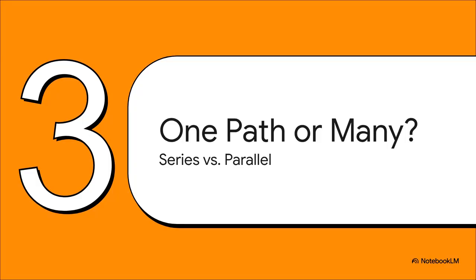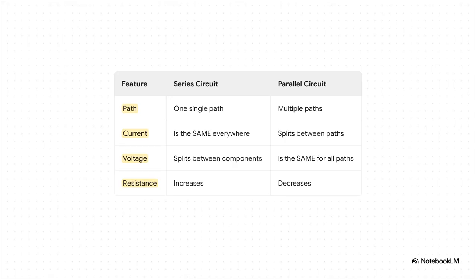Now let's see what happens when we use them to build actual circuits. There are really two main ways to wire things up: in series, where there's just one path, and in parallel, where there are multiple branches. Let's see how they're different. This table is an absolute lifesaver for revision, seriously.